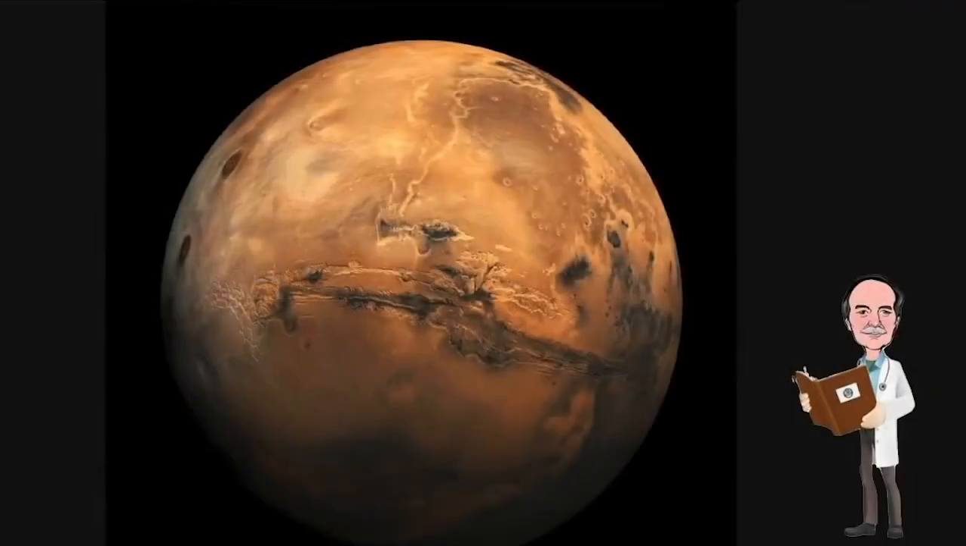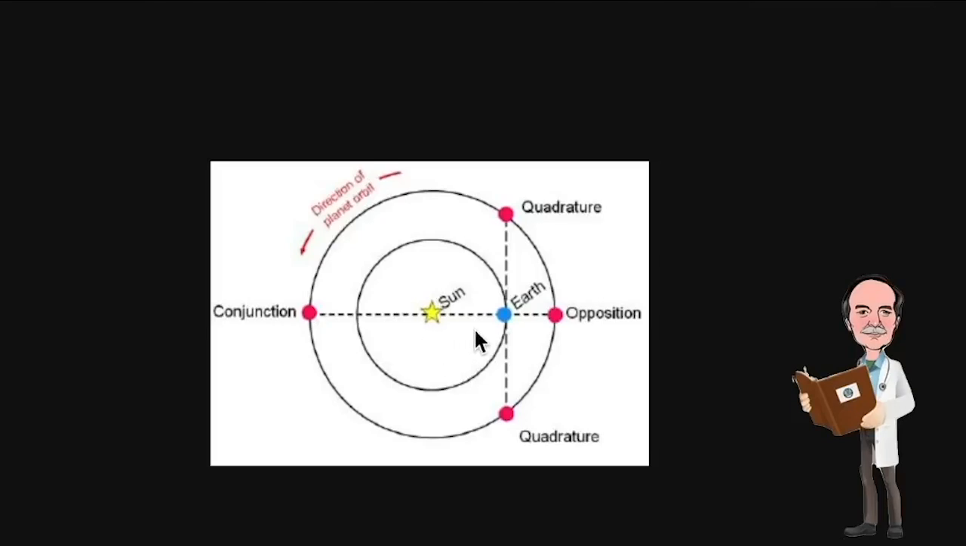Fast forward to 1672, and we look away from the sun to Mars to help us determine 1 astronomical unit. The way that it was done was using something called the opposition of Mars. In the opposition of Mars, Earth is directly between Mars and the sun. It is at its closest point to Earth.